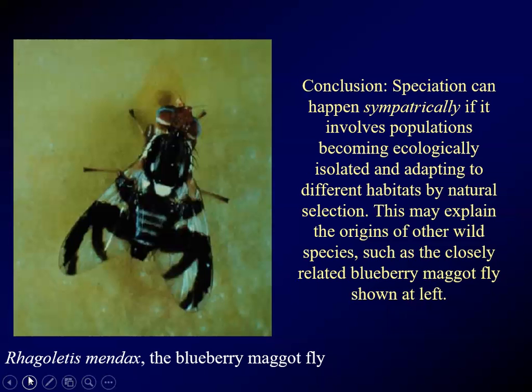It's been proposed that sympatric speciation explains the origin of some other wild species, like, for example, the blueberry maggot fly maybe came into existence in the same way. You got a population that colonized blueberries and became isolated, not in space, but in timing and in niche.